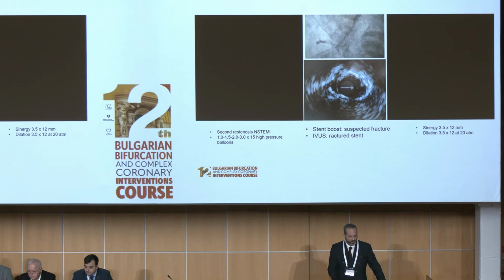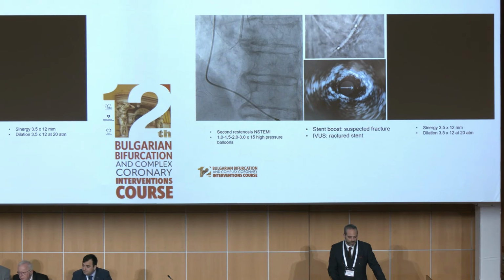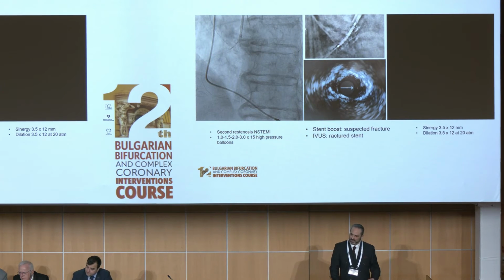So going back to our patient, we have a second restenosis and STEMI. We try to pass with a small balloon at very high pressure. Then after gaining some space, we do a StentBoost, and we saw that in the inferior part of the stent there is something not clear. It seems like one or two struts are not aligned with the others. Here we suspect a fracture, but probably it's not a fracture.